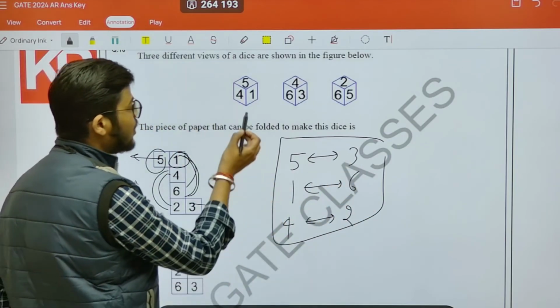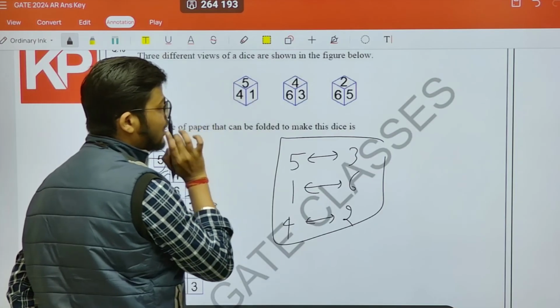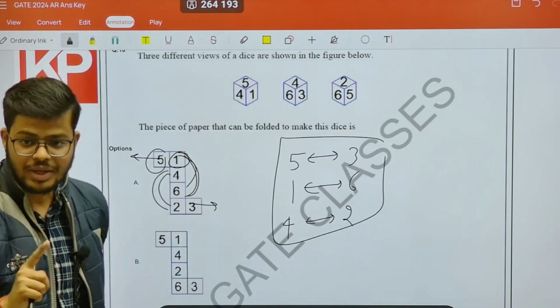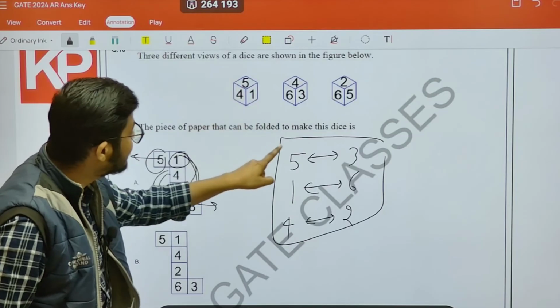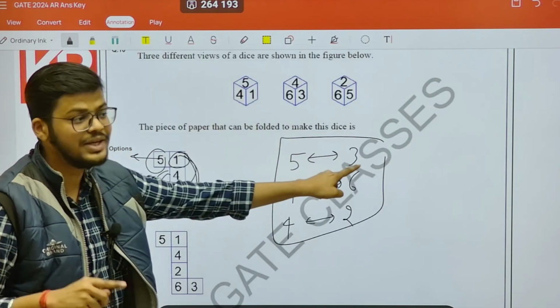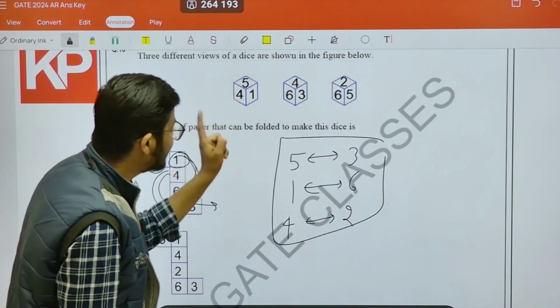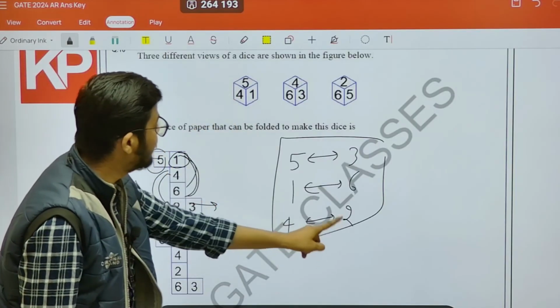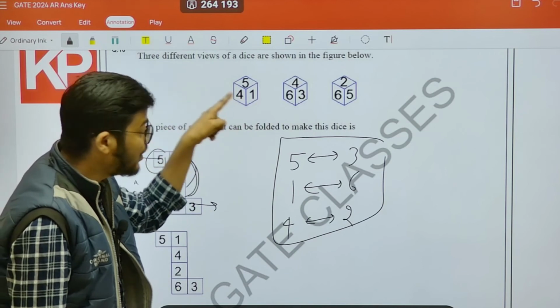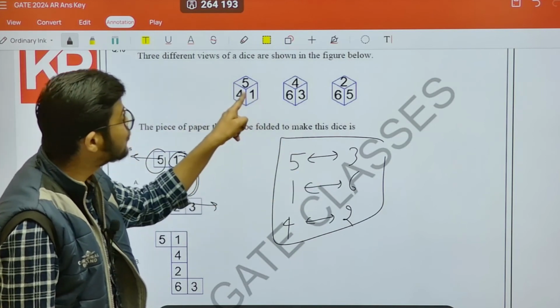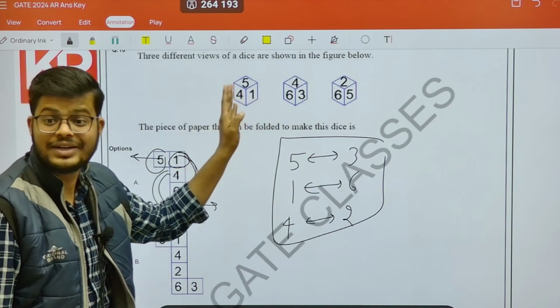Now in this question, we are getting 5, 4, 1. That means, if 5 is there, 3 should not be there, because 3 is opposite to 5. This is the way we are checking. Now if 4 is there, opposite to 4, 2 will be there. 2 should not be here. 1 is there, opposite to 1, 6 should be there, 6 should not be visible here. That is how we check.